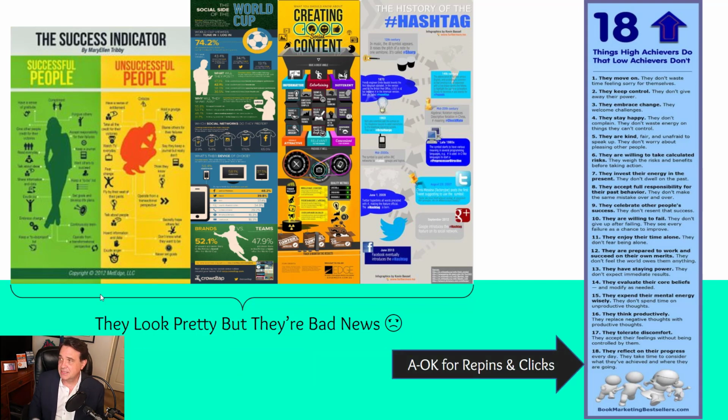Versus this type of typographic, right? Which is, let's face it, super basic looking. However, these types of graphical representations of articles or how-tos, in this case, 18 things high achievers do that low achievers don't, can easily be read right from your smartphone. And because of its long, bookmark-like shape, you can actually read about the first 5 or 6 tips here without doing anything, just scrolling through the Pinterest feed.